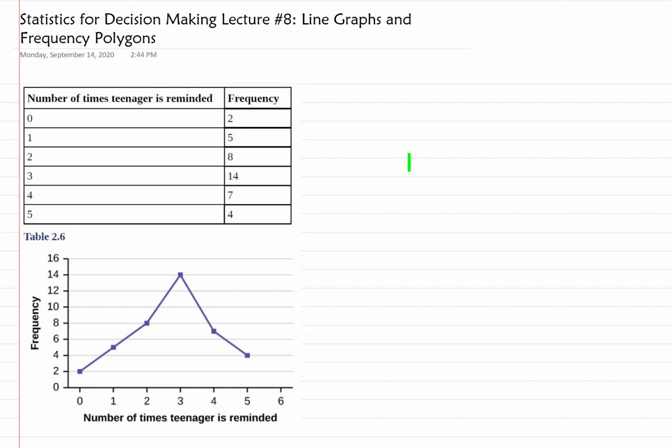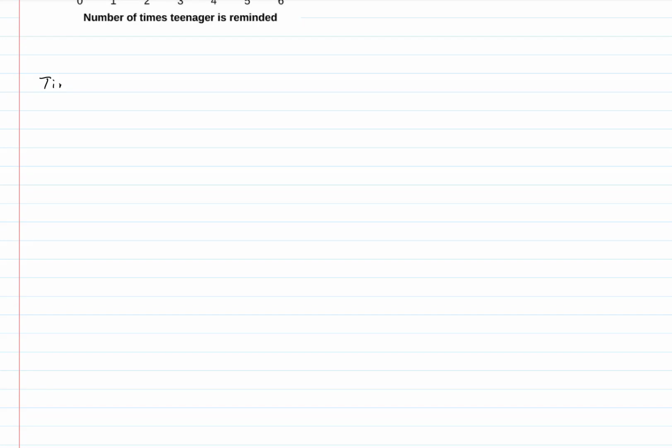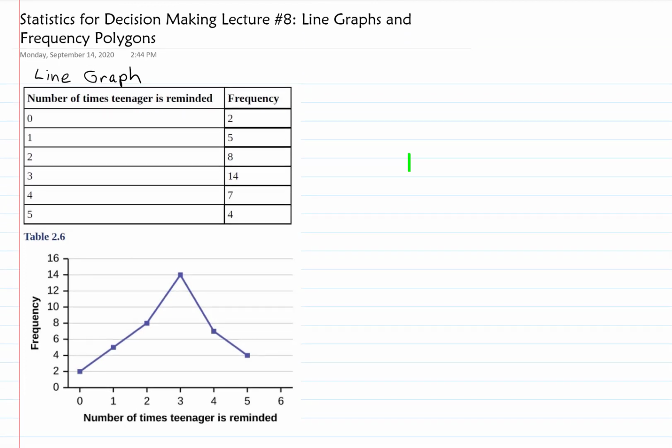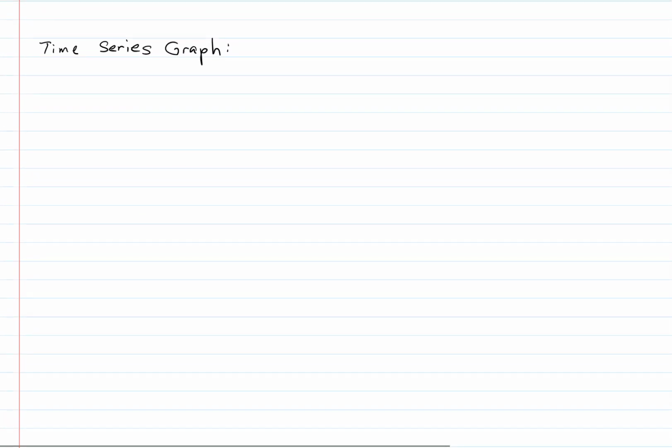Now something very, very similar is called a time series graph. Here, I should label this. That was a line graph. Remember, that was for categorical data. Now, let's do what's called a time series graph. Now, this is a little bit different. A time series graph is where you record one measurement, kind of like up here. They were recording one measurement up there, and that measurement is how many times a teenager has to be reminded.